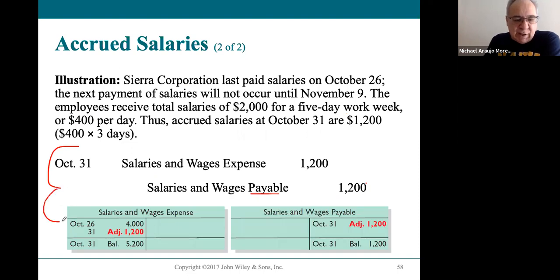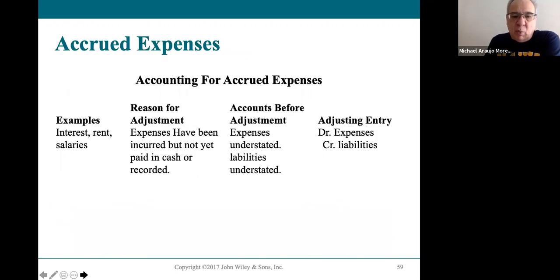Once that gets posted into the ledger accounts, you'll see the salaries and wages expense increased for the month of October. And of course, now we have another liability in the month of October that was recorded that will show up. Okay. So what happens if we didn't do these, right?